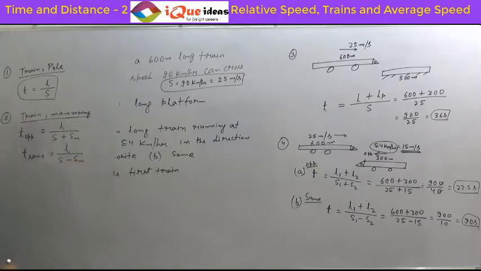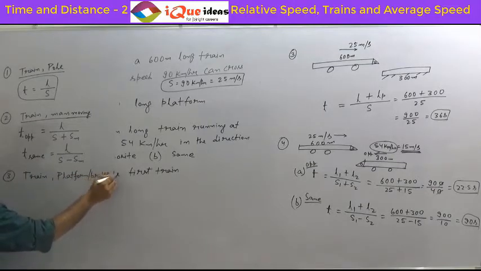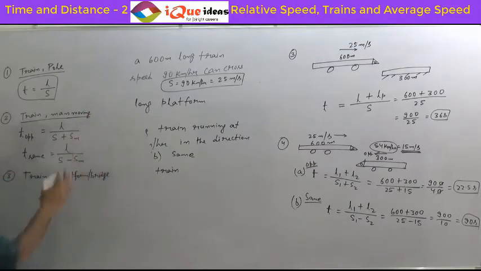Third case, train, platform or bridge or anything that has a length but it is stationary. Okay. In this case, what will happen? Time taken is straight away... There is no question of opposite or same direction because platform and bridge are stationary. So length of the train plus length of the platform or length of the bridge. Alright? Divide by S of the train, that is speed of the train.